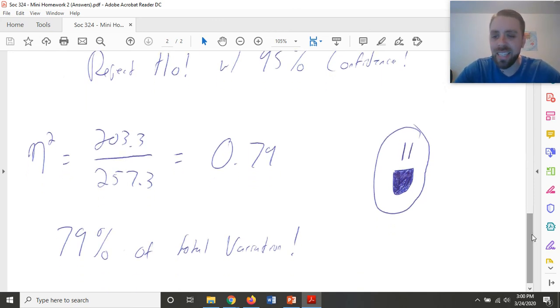Therefore, this is a significant and very strong relationship. 79% of all total variation in student stress levels is explained by the time of the semester. Absolutely spot on in my experience, at least. And there was much rejoicing.